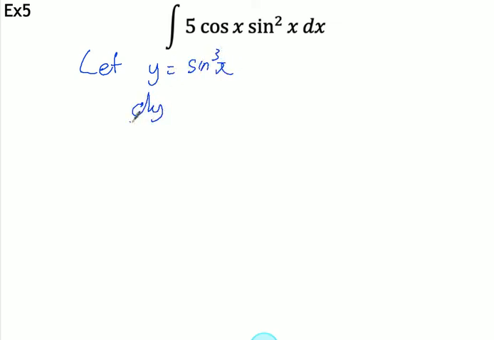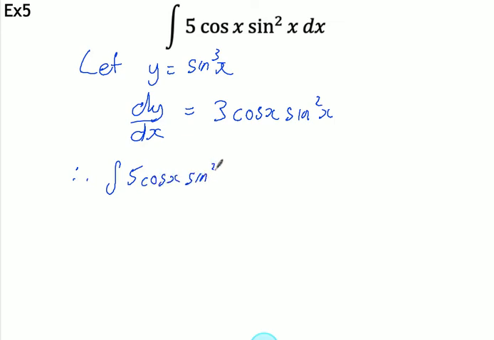So when I differentiate that using the chain rule, I am going to get 3 cos x sine squared x, which is not far off. That means I can then equate the coefficients, and this time I want to take 5/3 of that and then add my constant.